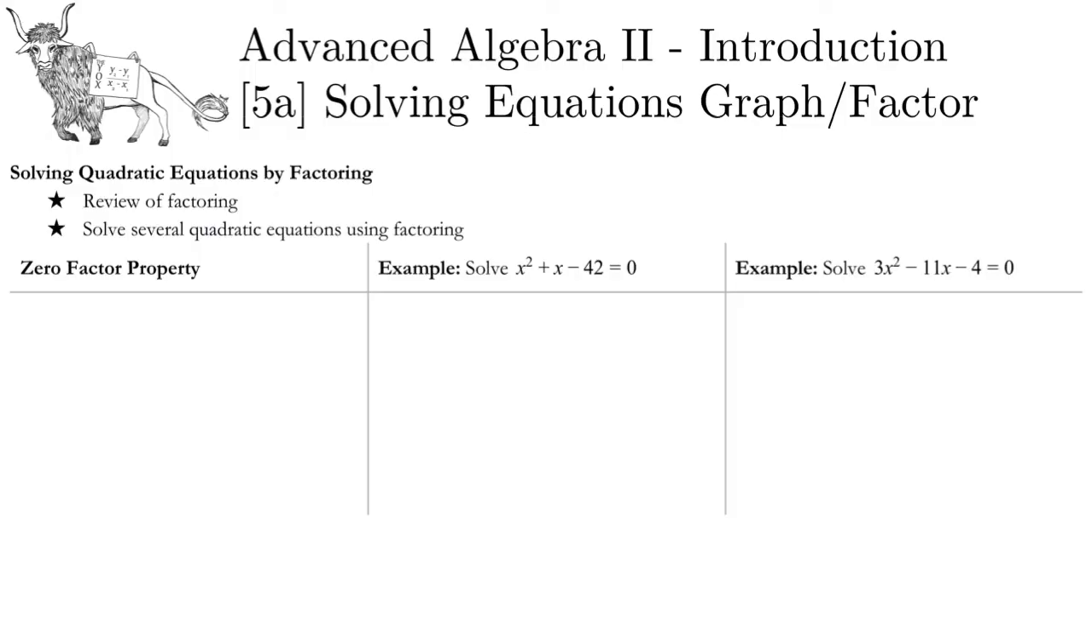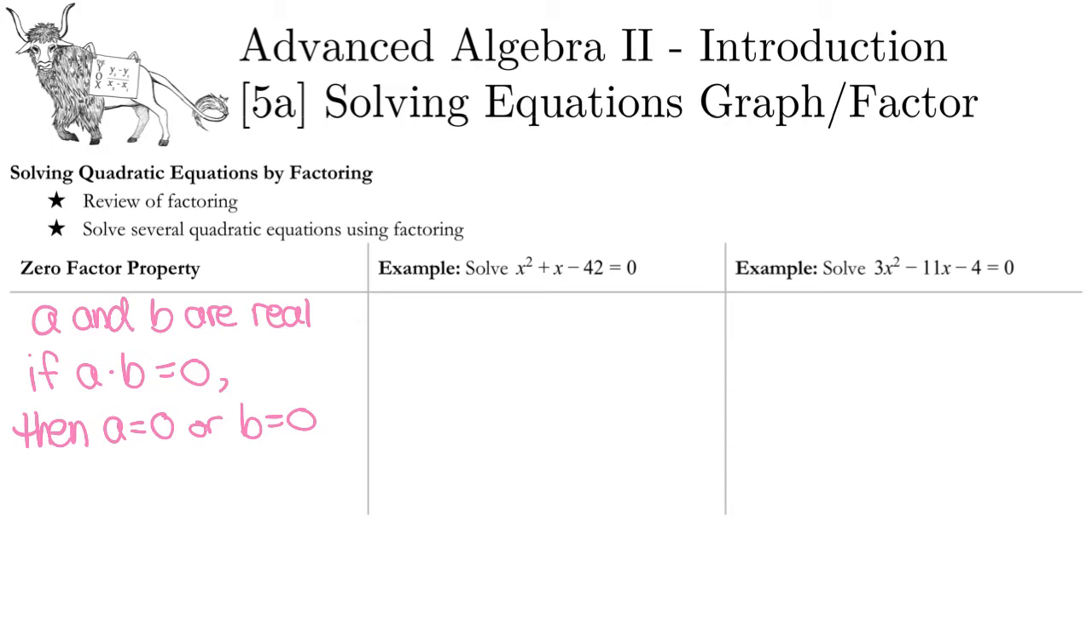Solving quadratic equations by factoring calls upon those skills that you learned in Algebra 1. And in these two examples, we'll use the zero factor property. It assumes that A and B are real, and it says, if A times B equals 0, then A equals 0 or B equals 0. Hey, that makes sense because 5 times 0 is 0, and 3 times 0 is 0, and negative 15 times 0 is 0.